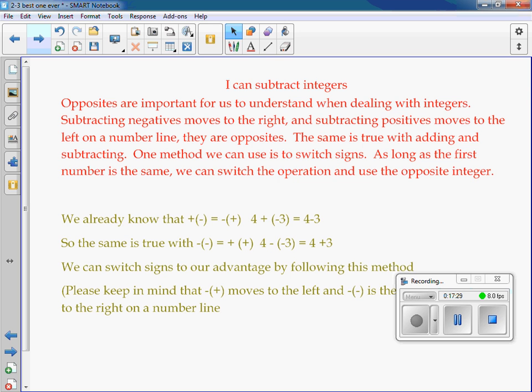Okay? So yesterday we decided that adding a negative number is the same thing as subtracting a positive, right? And in the example, 4 plus a -3 is 1. And that's the same thing as 4 minus 3. Okay? So in other words, if we wanted to, we could become sign switchers.